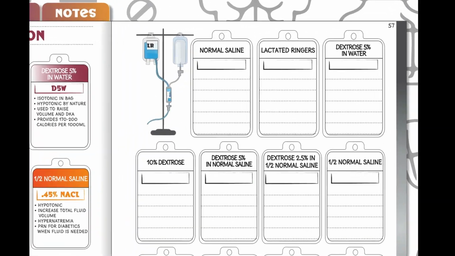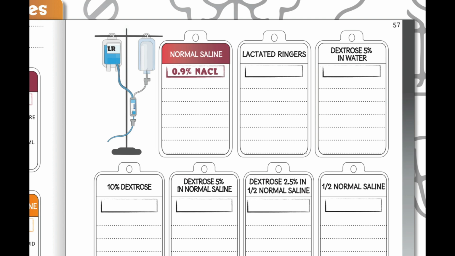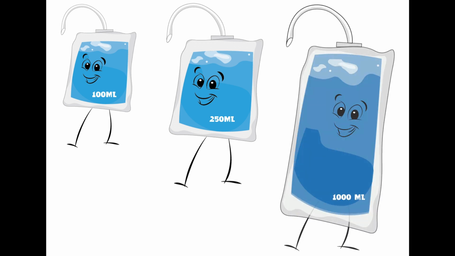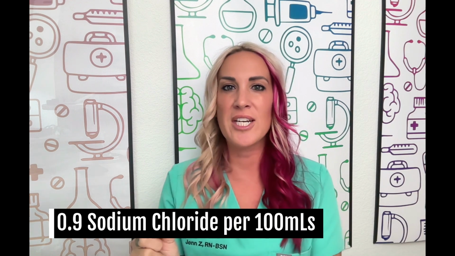Our first fluid bag is going to be Normal Saline. An abbreviation for this is 0.9% NaCl, or sodium chloride. What this is saying is that 0.9 grams of sodium chloride is in every 100 milliliters of sterile water. So if we see a little NS bag of 250, or a bag of 100 mLs, or our full liter bag, for every 100 mLs there's a concentration of 0.9 sodium chloride.